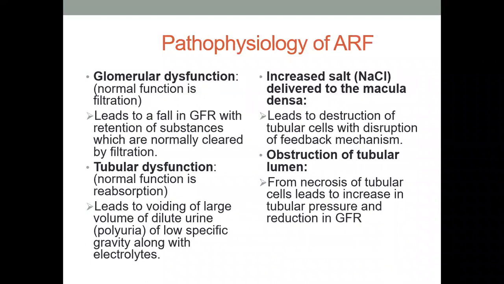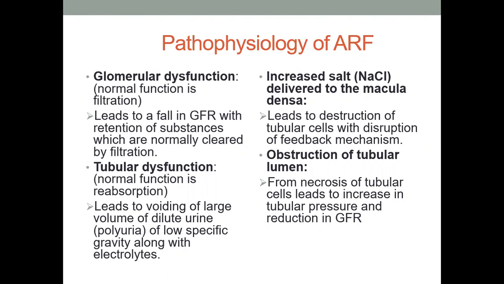Now, how does acute kidney or acute renal failure develop? It starts with glomerular dysfunction. Don't forget that the normal function of the glomerulus is filtration. So when there's a destruction or dysfunction of the glomerulus, this will lead to a fall in glomerular filtration rate. And what does this mean? It leads to retention of substances which are normally cleared by filtration.